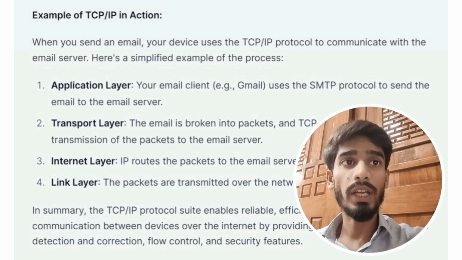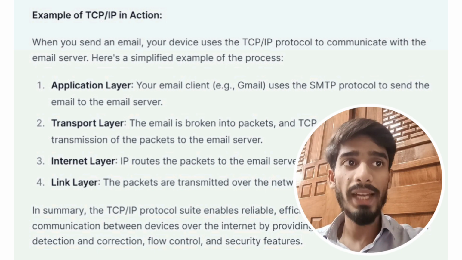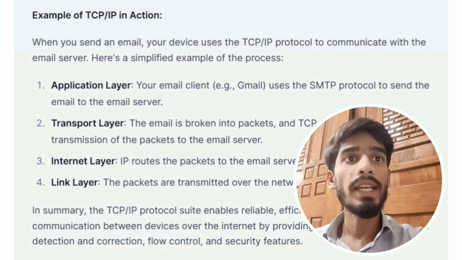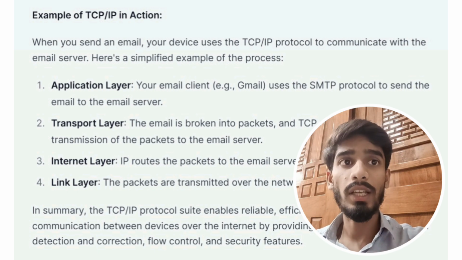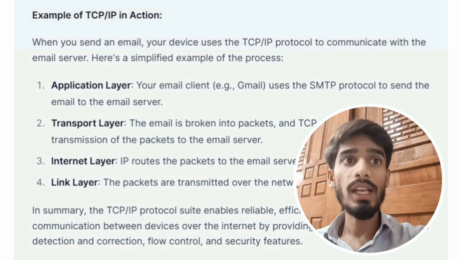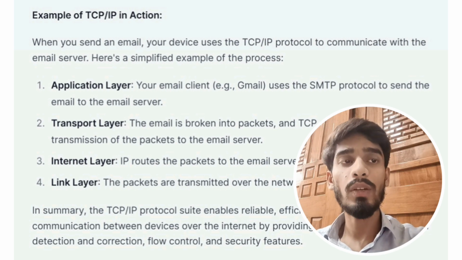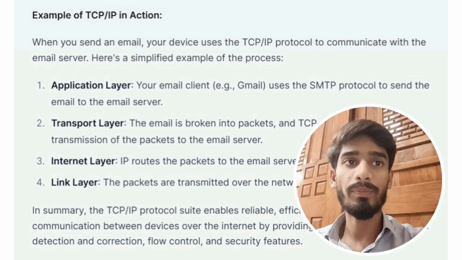First is the application layer. Your email client uses the SMTP protocol to send the email to the email server. Second is the transport layer. The email is broken into packets and TCP ensures reliable transmission of the packets to the email server. Next is the internet layer. IP routes the packets to the email server's IP address. Next is the data link layer. The packets are transmitted over the network using Ethernet or Wi-Fi.